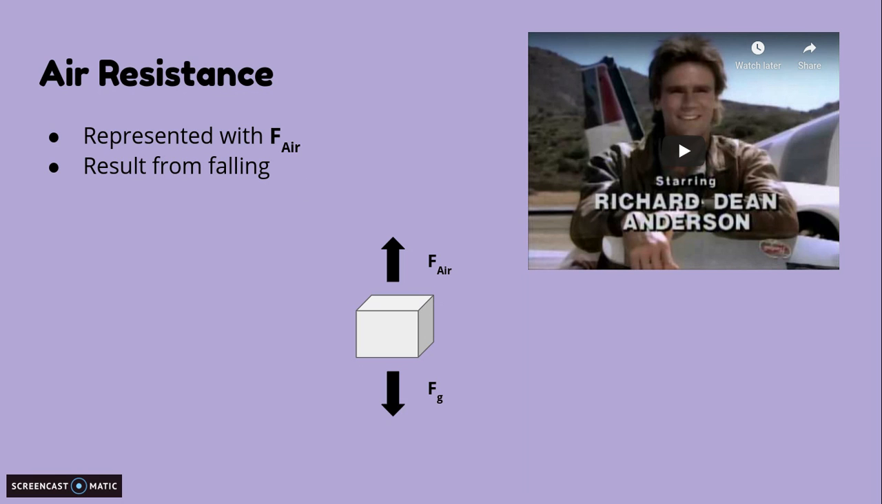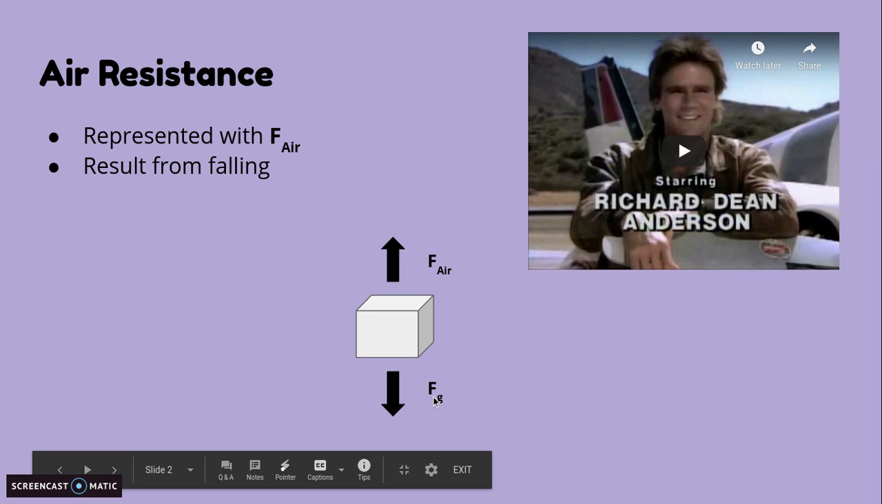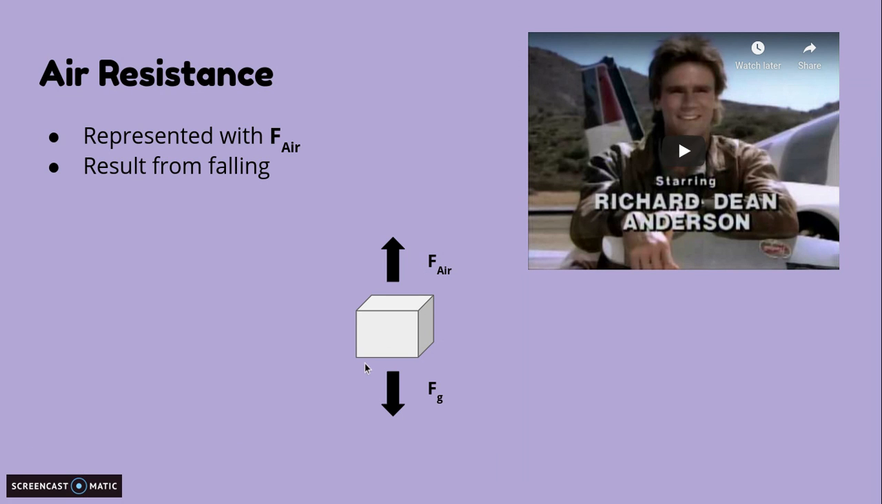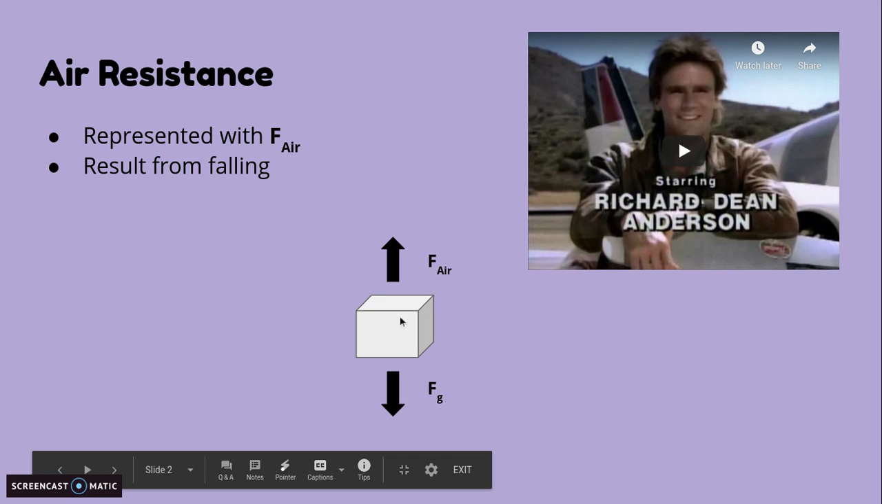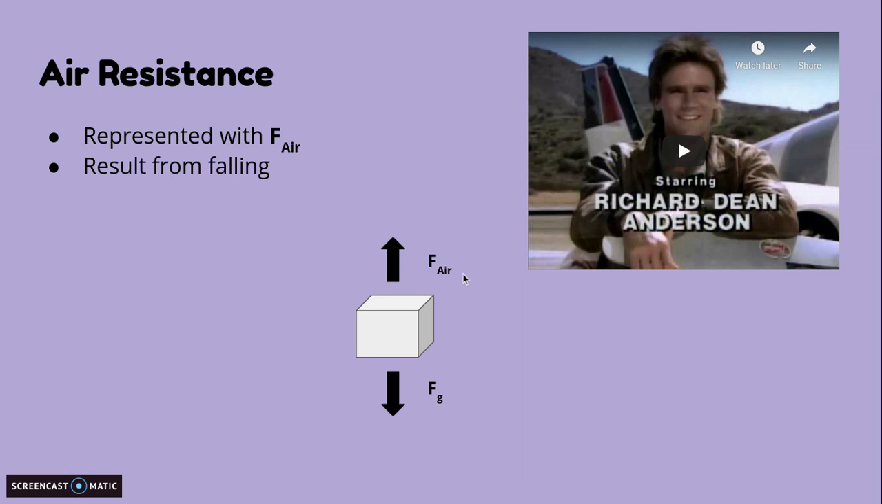And this results from falling. So there is naturally air resistance when something falls. So it's kind of associated with gravity somewhat. Here's the free body diagram of a certain cube, and there is a gravity force bringing it down, but it's not completely canceled out. It slows down this object from falling down because of the air resistance.